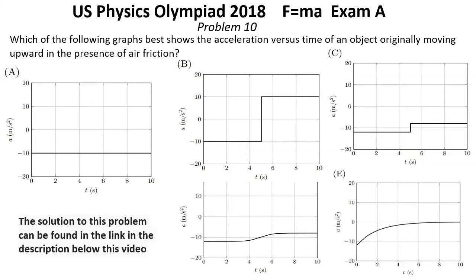On these graphs, we see that only on graph E we have such behavior for acceleration. In other cases, we don't see any terminal speed behavior. And also on graph E, the initial acceleration is less than negative 10, and it's constantly increasing, which is correct. So the correct answer is E.